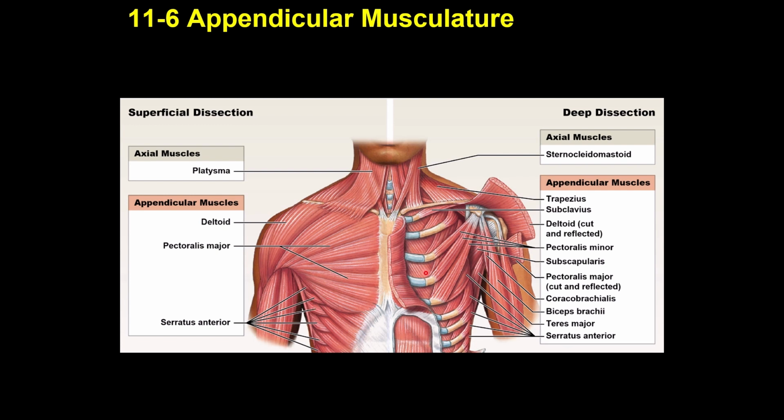Okay. The deeper layer, if you remove the pectoralis muscle and the deltoid muscle, then you can see deeper muscles. One of them is called pectoralis minor. So this pectoralis minor is important for protraction of the shoulder joint. Okay, protraction. And here you also have the subclavius muscle, that is for depression, and pectoralis minor is also for depression of the shoulder joint.